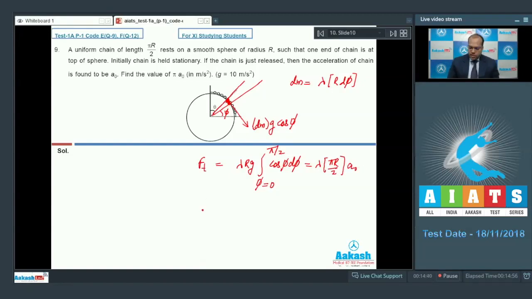So if I calculate the acceleration a naught from this equation, the value of a naught comes out to be 2g by pi, or from here I can calculate the value of pi into a naught, that is 2g. On substituting the value of g, it comes out to be 20. So the value of pi a naught is 20. So the correct answer for question number 9 is 20. Let's move to question number 10.